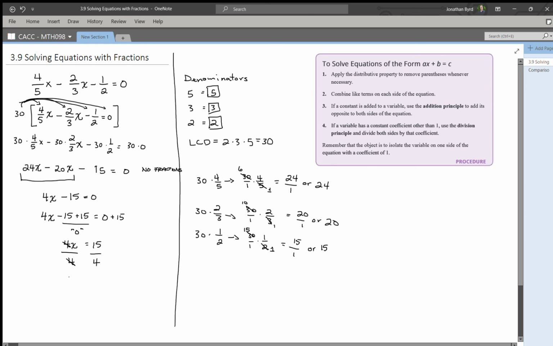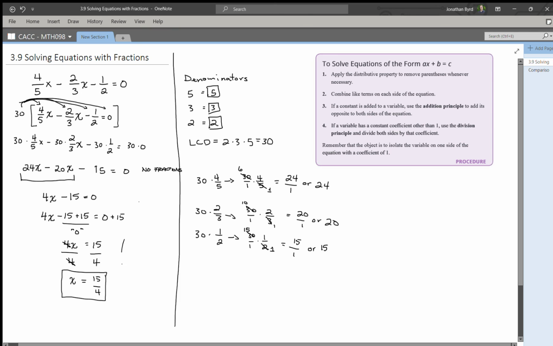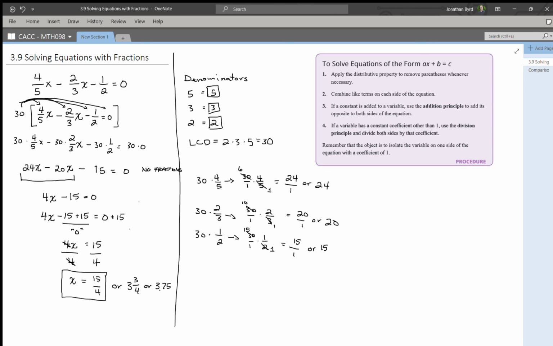The 4s on the left-hand side cancel, leaving the x like I'm looking for. And then 15 over 4 is an improper fraction, but that's okay for us. We can leave it as an improper fraction. Or if we were asked to, we could convert it to a mixed number, 3 and 3/4. Or if we wanted to, we can convert it to a decimal, and it's 3.75. But either way, this is, to me, much simpler, albeit there is a little bit of understanding involved, but this really does simplify the process of working with fractions in an equation.